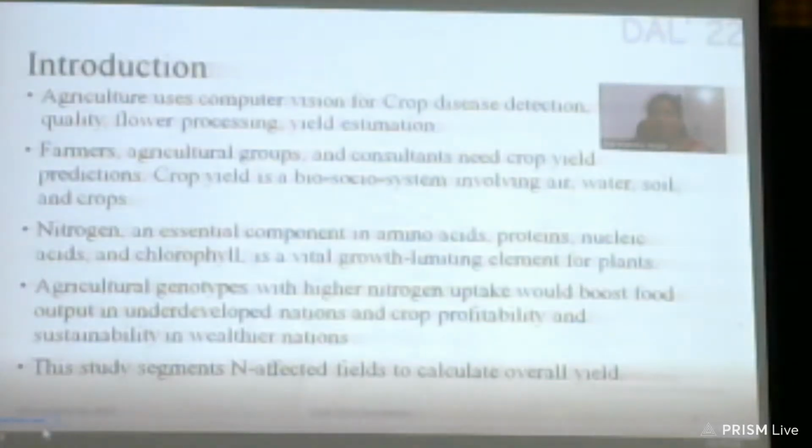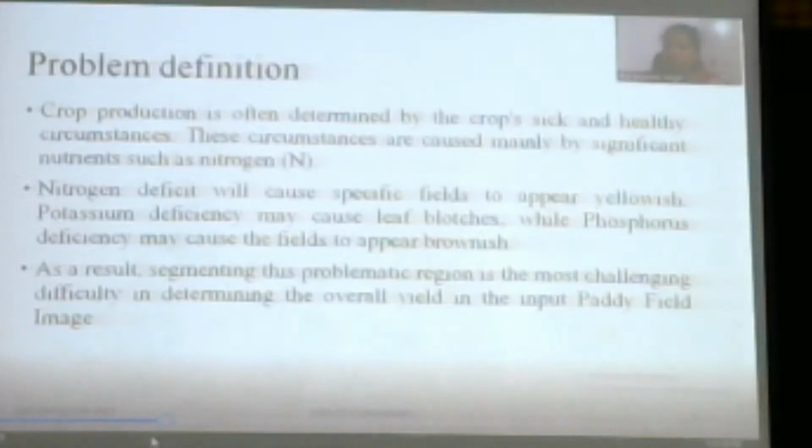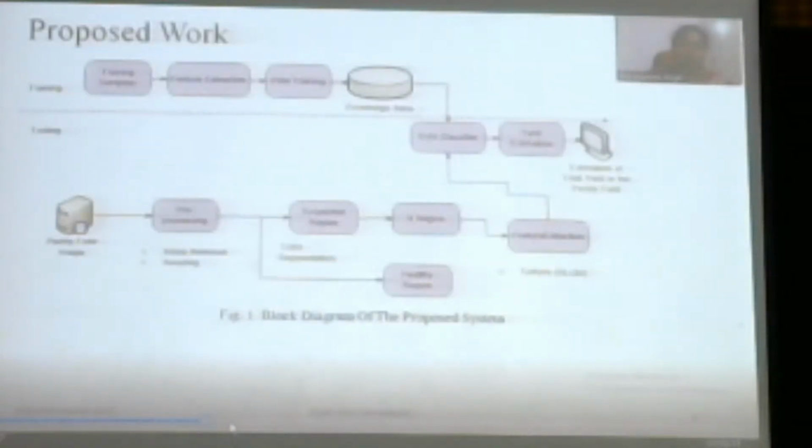So, introduction: in India, agriculture is the main source. It is crops, seeds, resilience and circumstances. These circumstances are caused mainly by the deficiency of significant nutrients such as nitrogen, potassium and phosphorus. Here we are mainly focusing on nitrogen. The work is divided into two phases, the training phase and the testing phase.